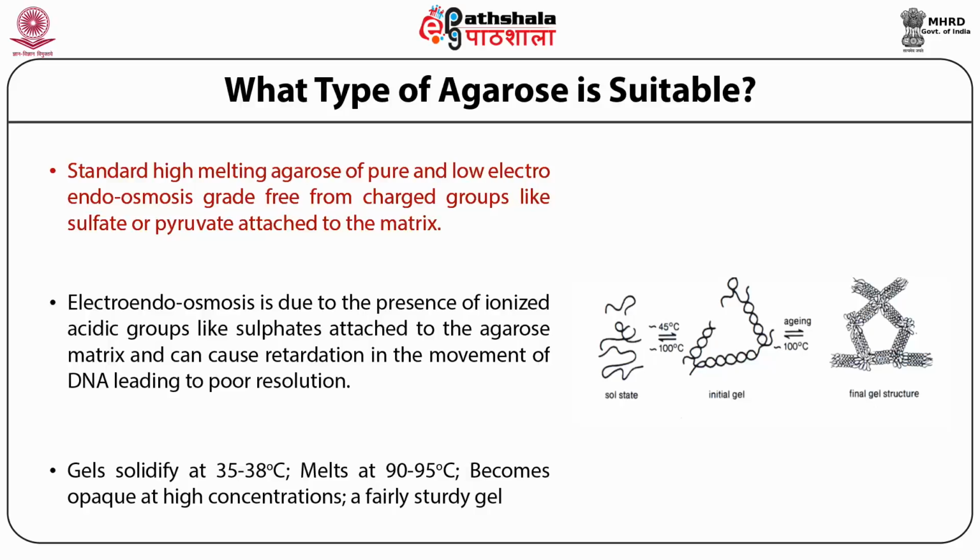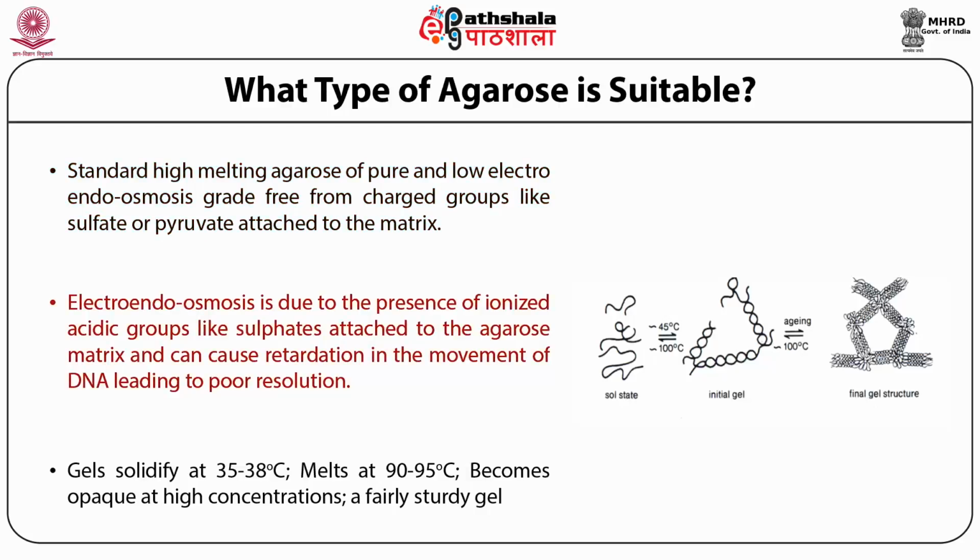Duplex DNA generally melts around 90 degrees Celsius, and this type of agarose has a melting point centered around 65 degrees Celsius. This particular feature allows for the rapid recovery of intact DNA. Third, the low electroendosmosis, or the EEO.